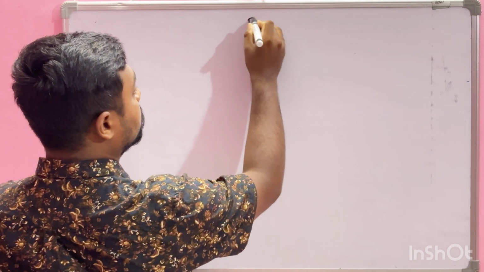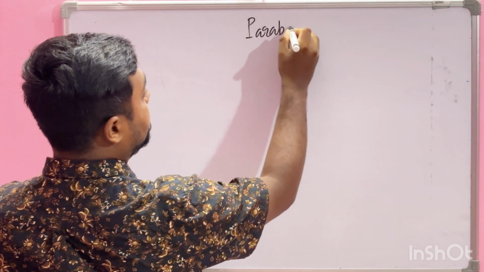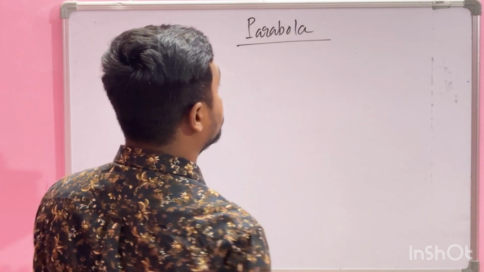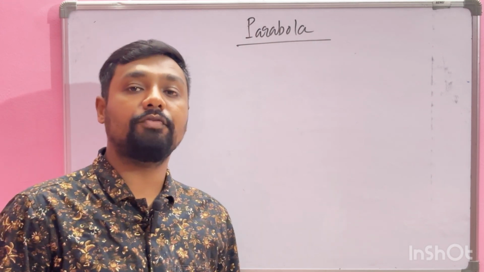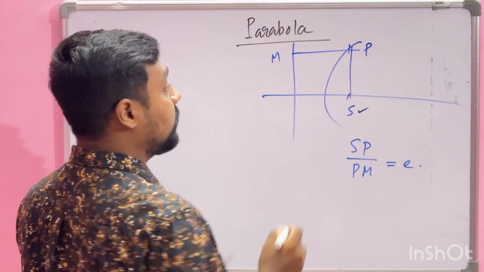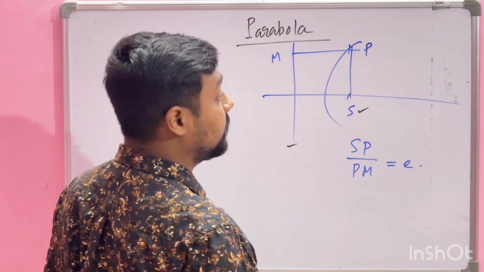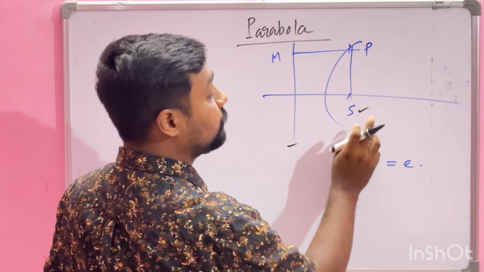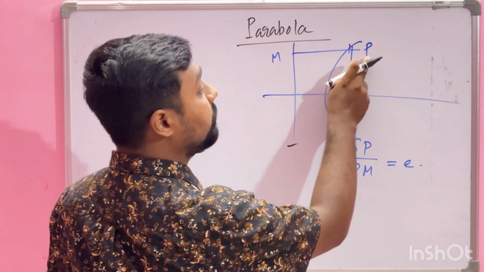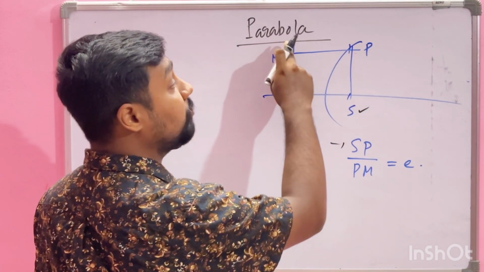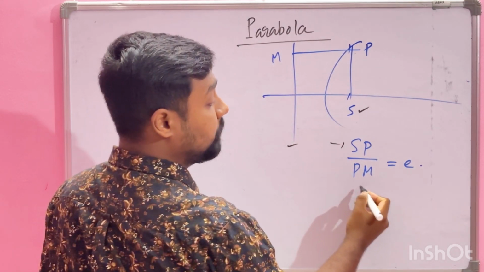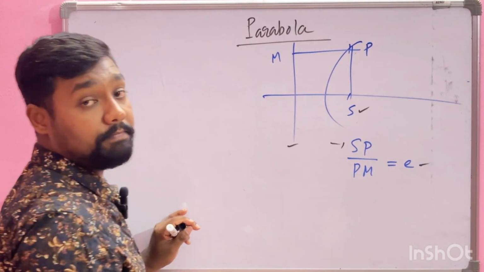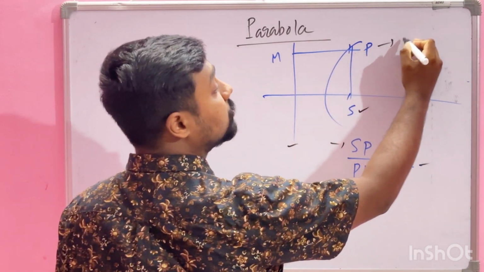So students, today we will discuss the second chapter of conic section, that is parabola. As we have already learned the meaning of conic, S is a fixed point and this is a fixed line. Then P is a moving point such that its distance from S, that is SP, divided by its perpendicular distance from the fixed line PM is fixed, that is e. Then the locus of P is called conic.